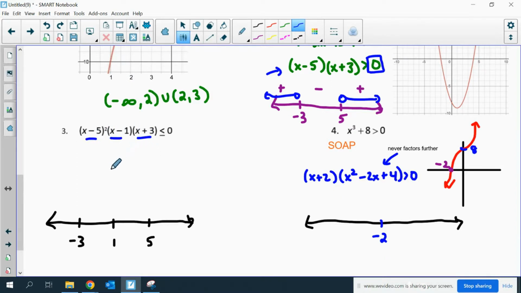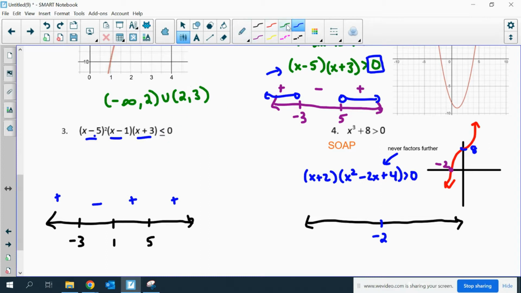And then I start substituting numbers in. If I substitute in something pretty big, like 10 or 100, positive, positive, positive. So everything's positive. That would give me a positive number. If I substitute in something like 2, I get negative 3 squared, which is 9, times 1, times 5. That's also positive. If I substitute in something here, like 0, I get positive, negative, positive. If I substitute in something way to the left, I get positive, negative, negative. So multiply all those together, I get a positive number.